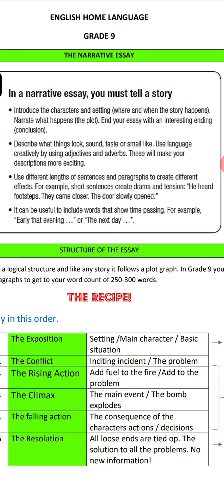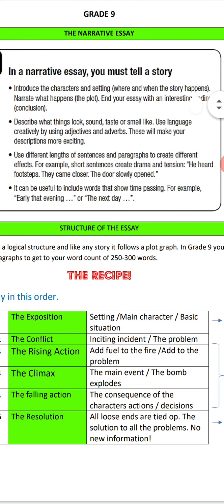I have told you that adjectives, adverbs and any kind of describing words are very important and prerequisites of a narrative essay. You also have to use figurative language. We did an exercise on using similes, metaphors and personification. This will make your descriptions more exciting.